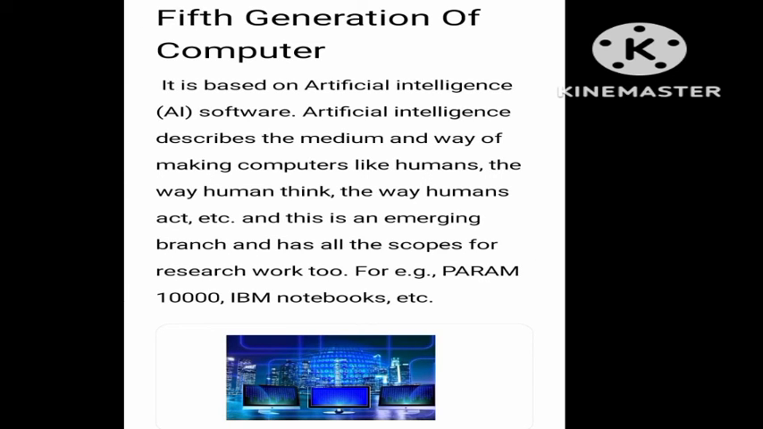Fifth generation of computers. It is based on artificial intelligence software. Artificial intelligence describes the medium and a way of making computers like humans, the way humans think, the way humans act, etc. And this is an emerging branch and has all the scope for research work too. For example, Param and IBM notebooks, etc.